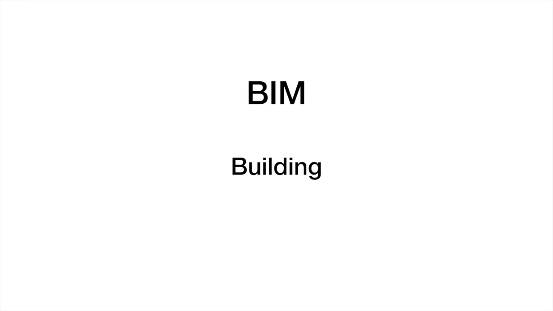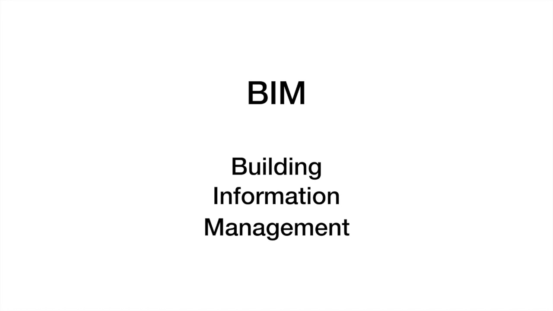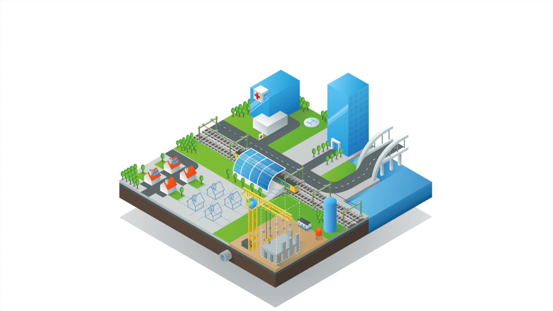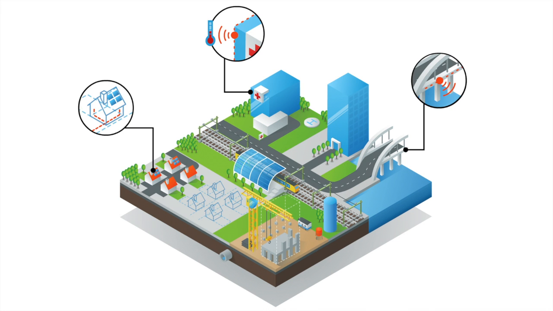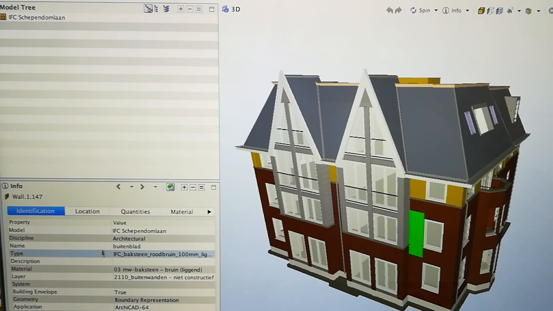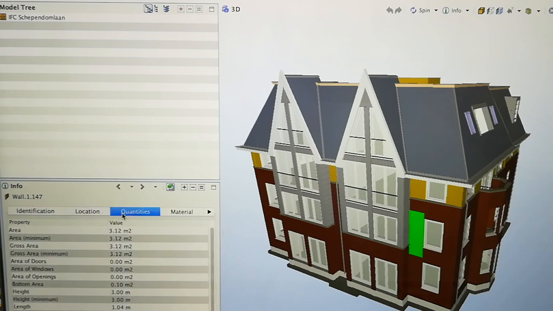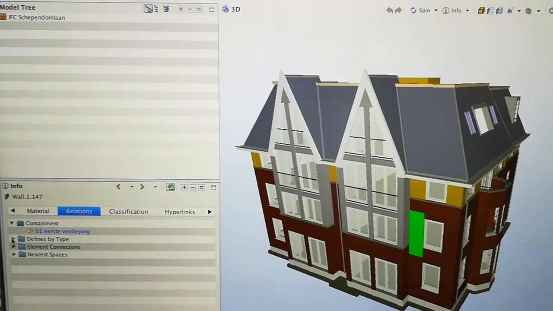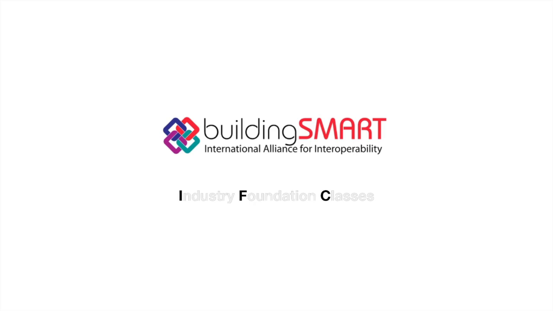BIM stands for Building Information Modeling, Model, or Management. It is a container term for all innovations related to the building industry's transition from a document-driven to a data-driven workflow. A BIM dataset consists of objects with relations and properties. A standardized open data format for BIM is the Industry Foundation Classes, or IFC.